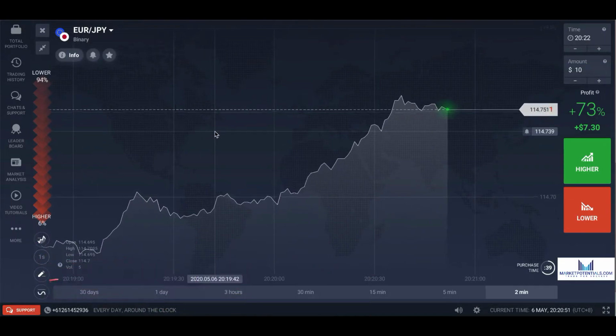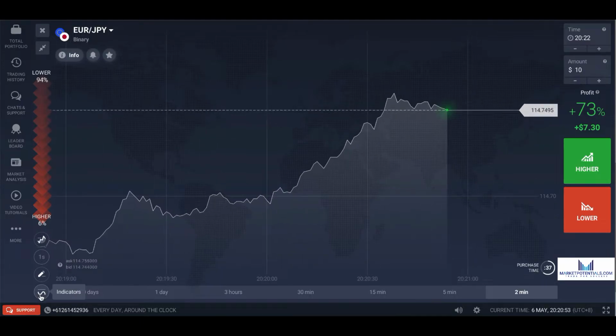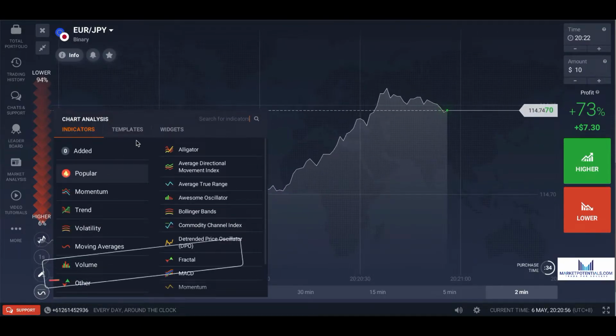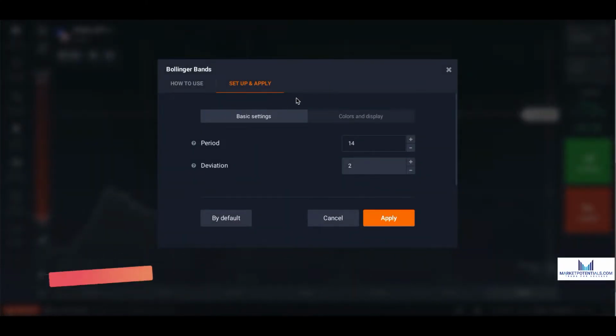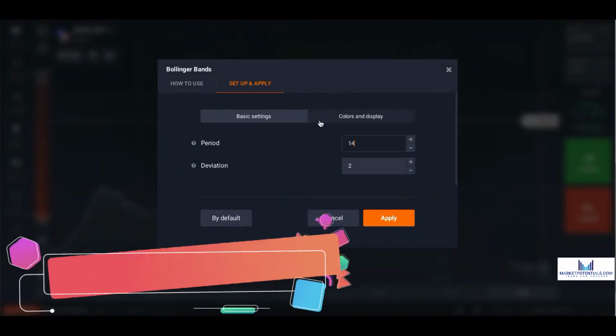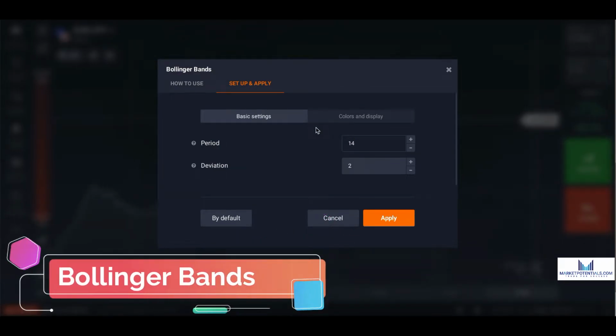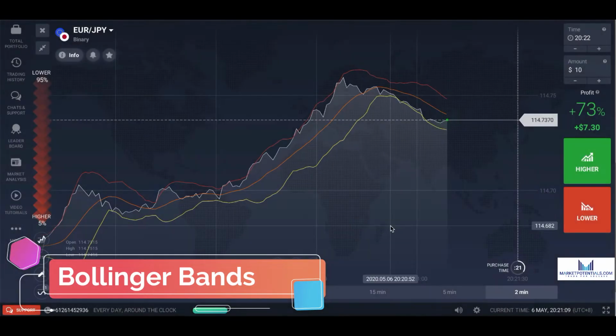So once you've signed up and you've got access to the account, the first thing I'd like you to do is just come up to this indicator section here. And in the popular, I want you to just click this Bollinger Bands. Now, don't mess around with the settings, guys. The standard default setting is more than fine. So I just leave it at 14 and 2 deviation. Just click apply.